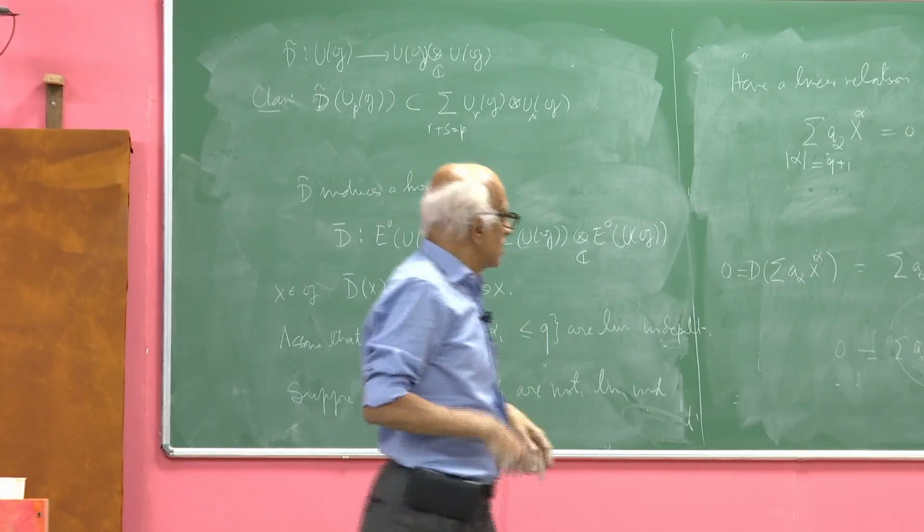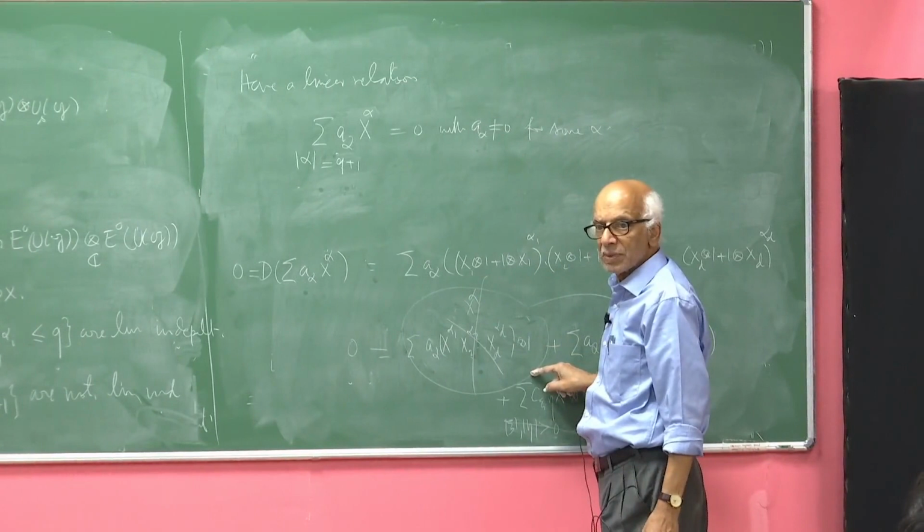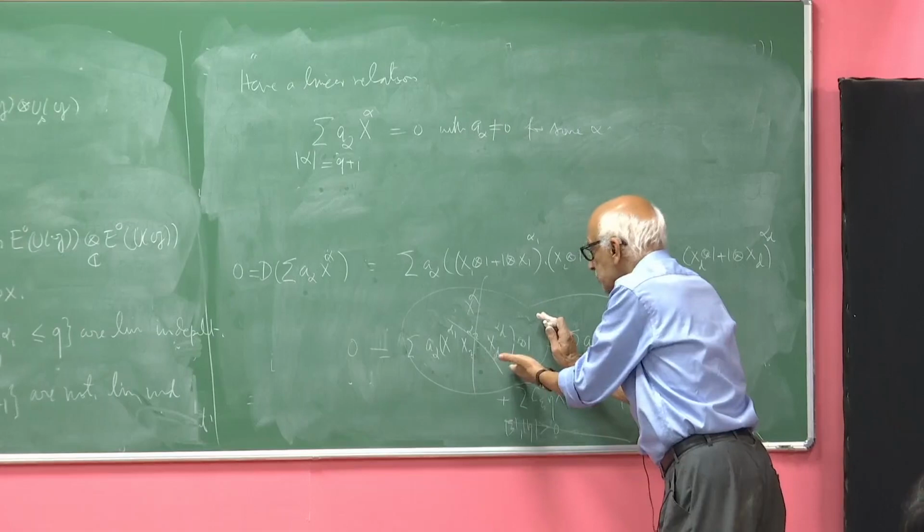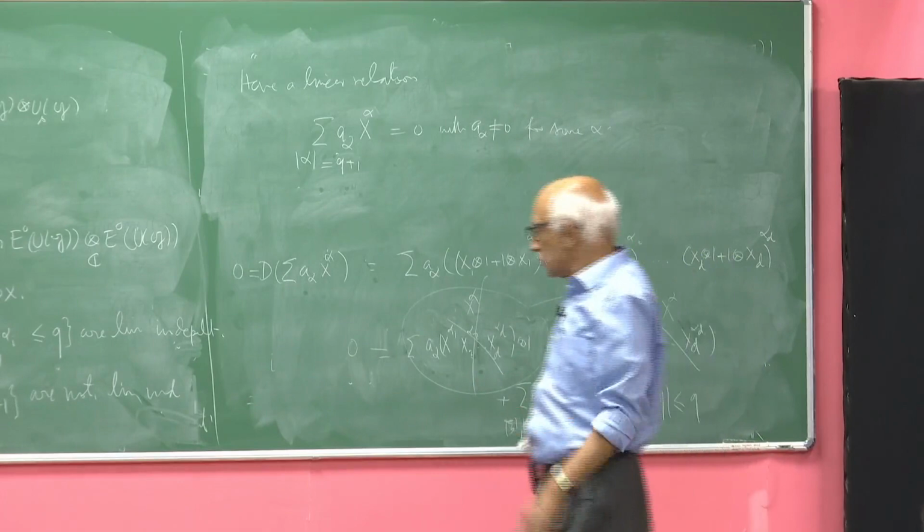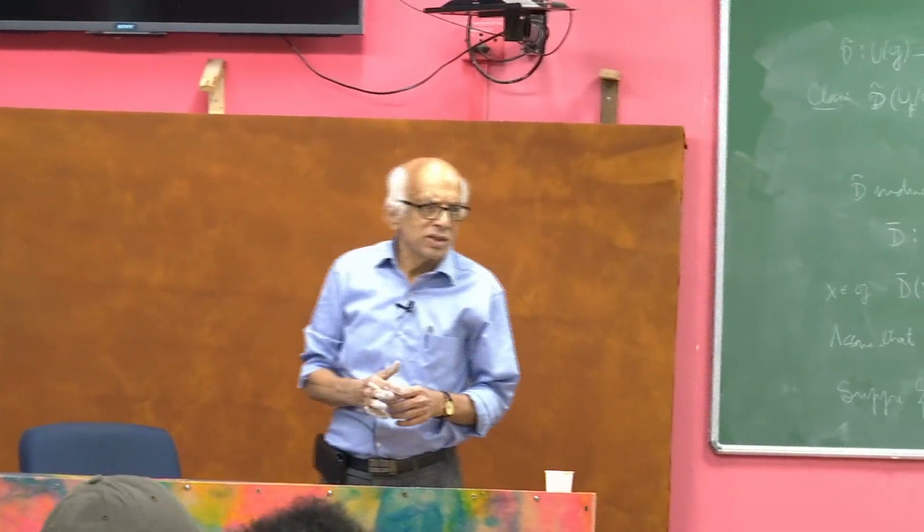See, A alpha x alpha is 0. Therefore, A alpha, this is x alpha tensor 1, A alpha x alpha tensor 1. And here also, A alpha x alpha is 0, so tensor 1 is 0. And so is this one. Both of them are 0, so you find. Okay, so that does the job.